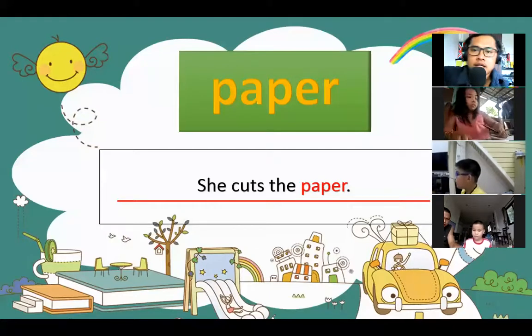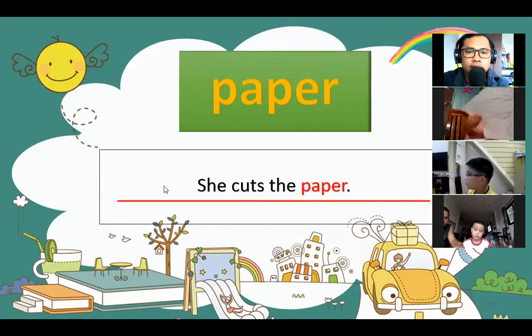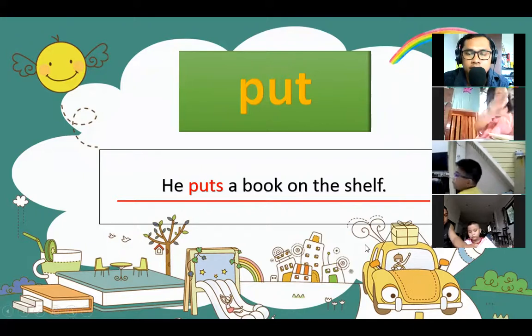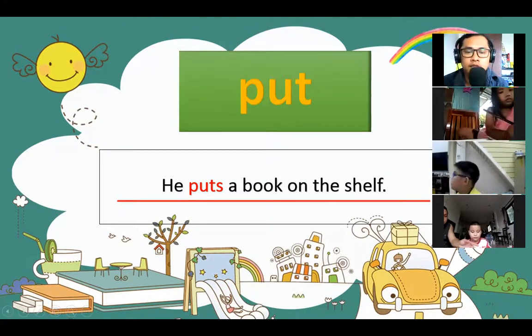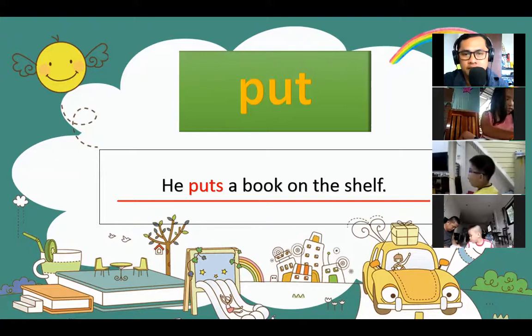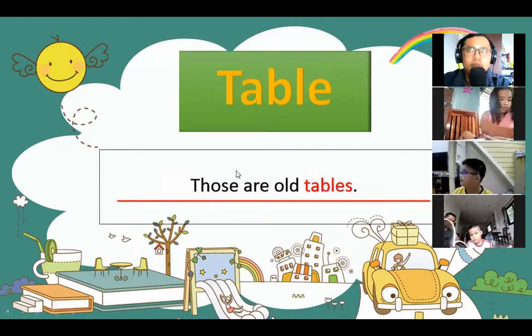Next is put. Put. He puts a book on the shelf. After you read your books or answer your activities, please make sure to put them back inside your bag or on the table, or wherever you put all your things. Next we have table. A table.